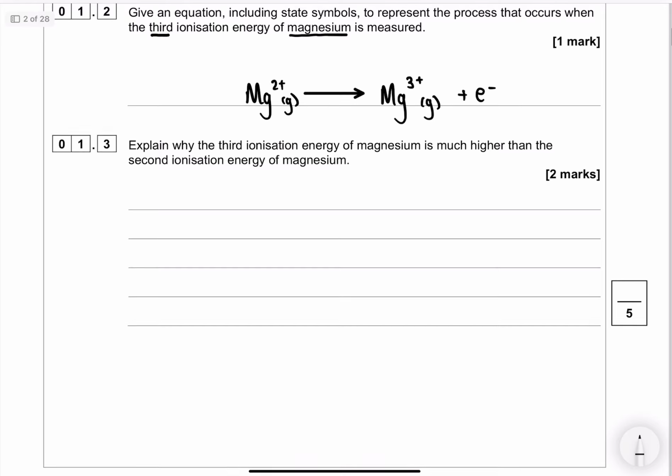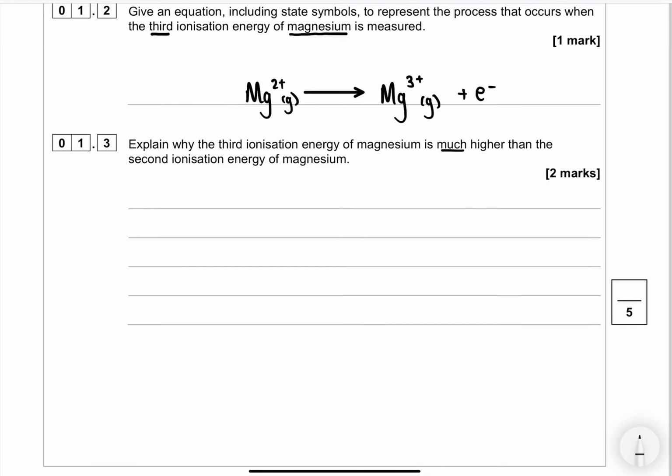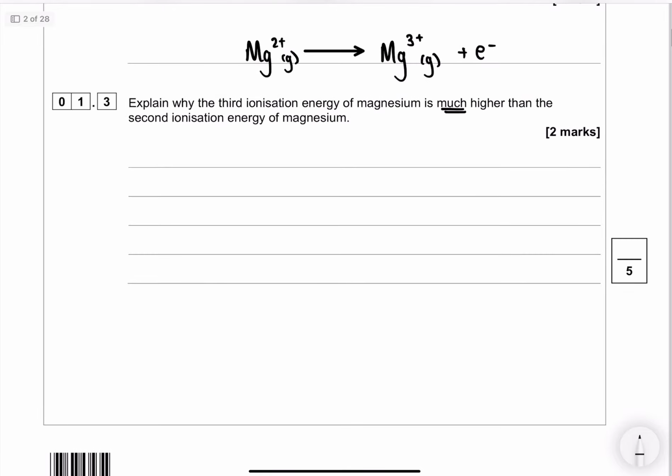Explain why the third ionisation energy is much higher, so that's an important word there, than the second ionisation energy of magnesium. So if we think about the electron configuration of magnesium, we can see it ends in 3s2. So to remove the first electron, we'd be removing one of these 3s2, and then the second ionisation energy would remove the next 3s electron, so we'd remove all the 3s. But to remove the third electron, we're going to have to remove it from the 2p energy level, 2p subshell, or the second energy level, and that is much closer to the nucleus, and therefore less shielded and more energy is needed.